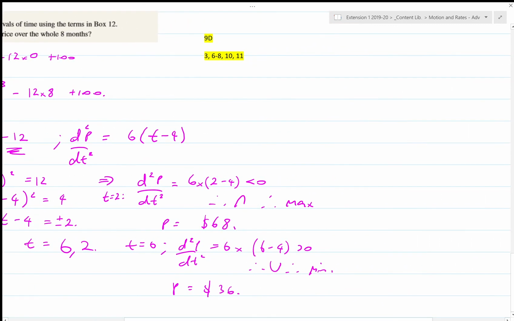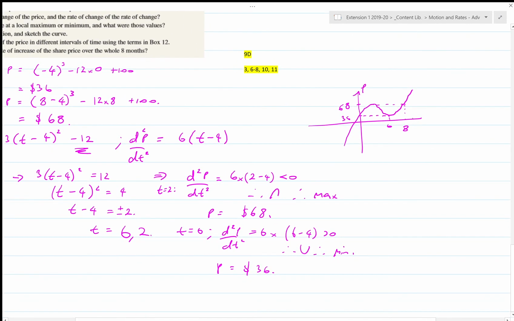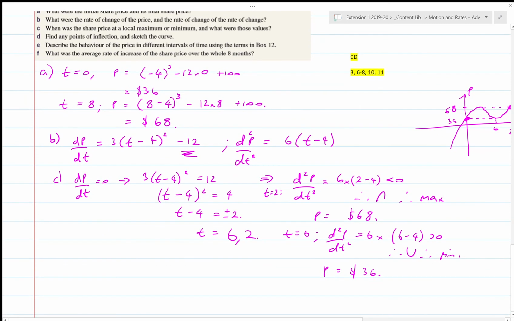And basically what we've got here is they've asked us to draw a cubic function. And we've basically just shown that the cubic looks like this, where that's 2 and that's my 68. And that's 6, and that's my 36. So that's what the cubic function looks like of the price over time. And that's what we've just proven. Now it says it actually stops at 8, so theoretically we shouldn't have drawn past there. And we shouldn't really draw past here either, I suppose, because it's time, but it's obviously easier to draw the whole thing and then delete.